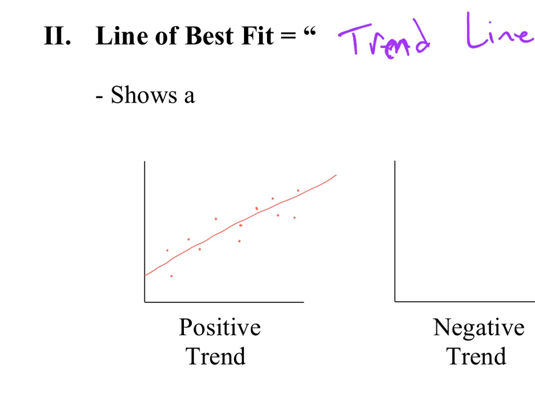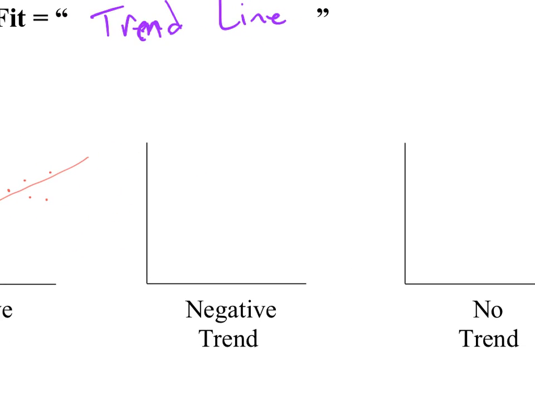So if that's a positive trend, what do you think a negative trend would be? All of them are good at the beginning, or real bad. They're all bad. It goes down. So let's put a few dots on there. So you got your dots on there, and it generally shows that the data goes down. That's a negative trend line.